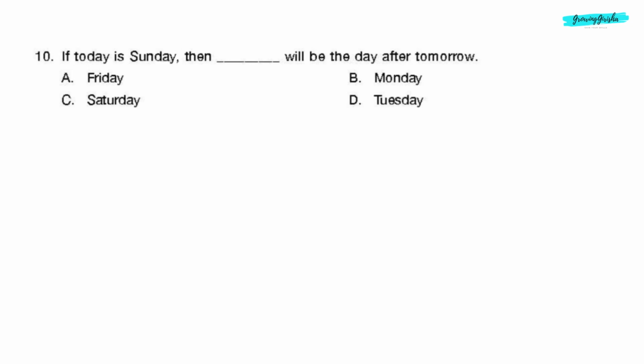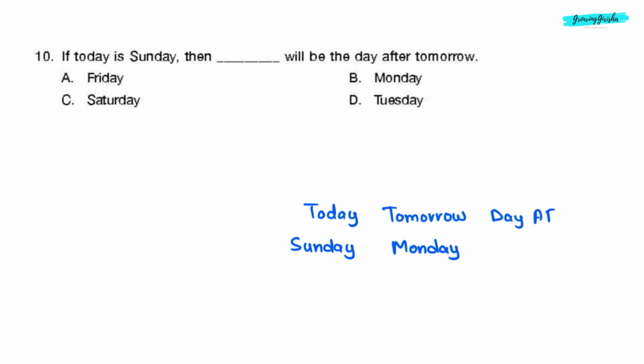Question 10. If today is Sunday, then dash will be the day after tomorrow. Today is Sunday. So tomorrow will be Monday. And the day after tomorrow will be Tuesday. So correct answer will be option D, Tuesday.